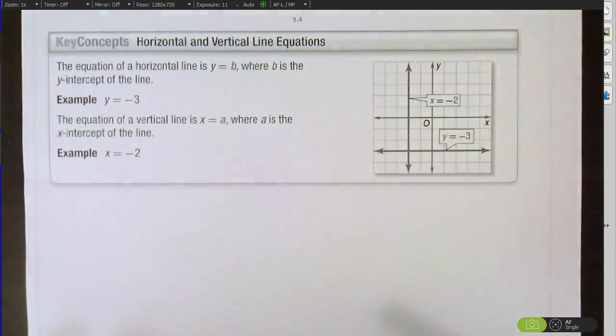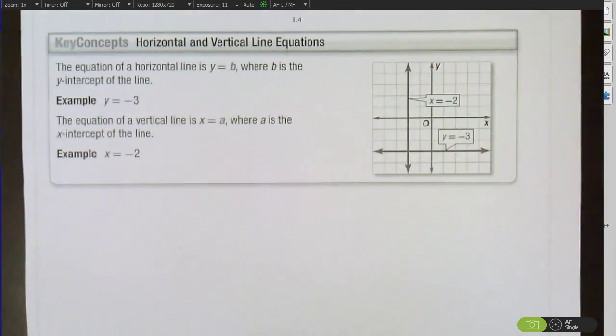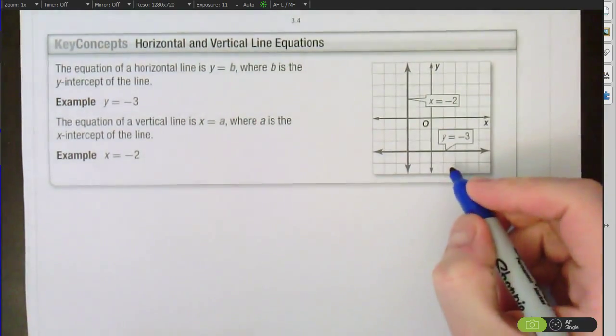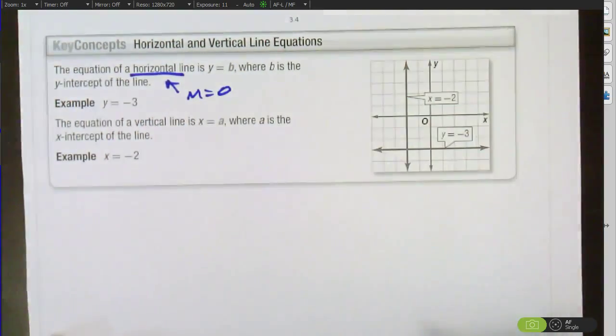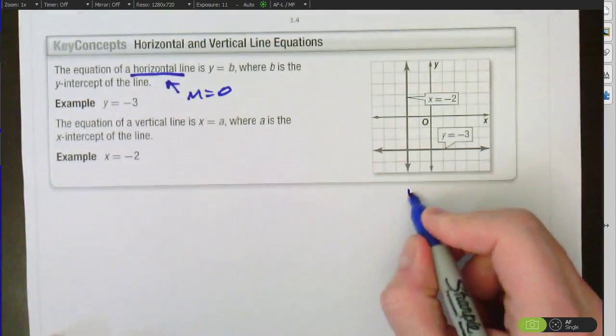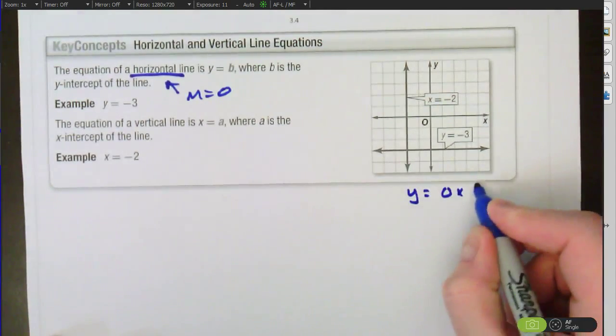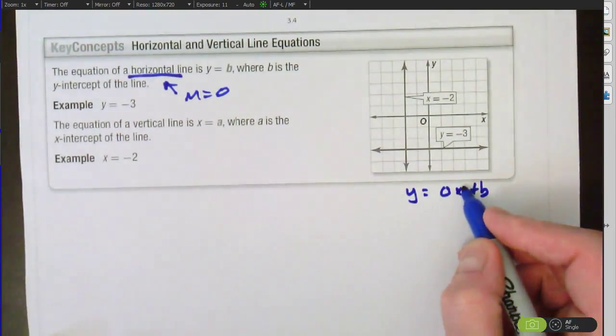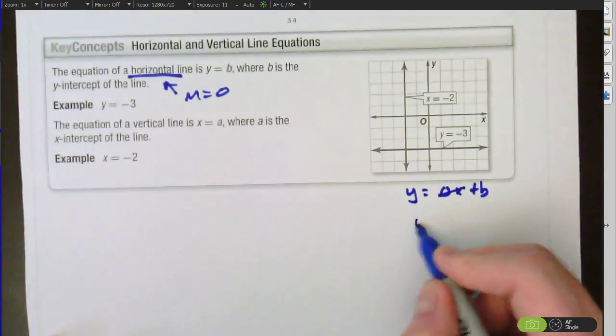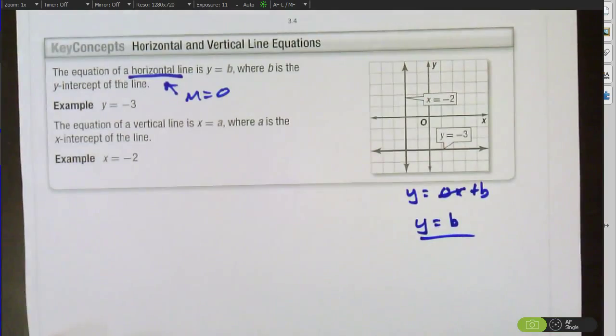So the equation of a horizontal line is y equals b, where b is the y-intercept of the line. Well, this should make sense. We talked about this yesterday, that if you have horizontal lines, you have a slope that's 0, which means you're talking about y equals 0x plus the y-intercept if you do slope-intercept form. Hey, what's 0 times anything? Nothing. So it's y equals b.